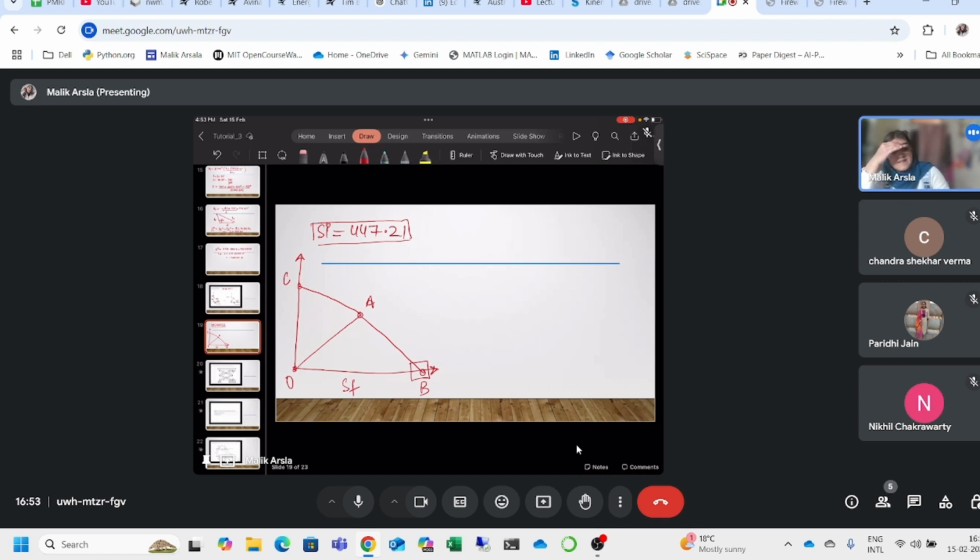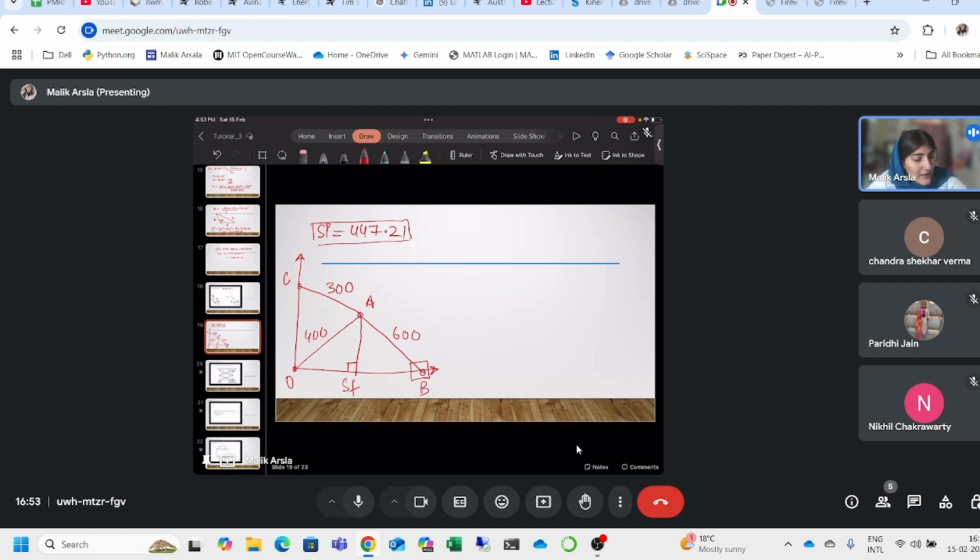Now tell me, what is this AC length equal to? Quickly. AC 300. What is AB equal to? 600. This OA is equal to 400, right? Now let me draw a perpendicular from this point A to here. Is it fine?